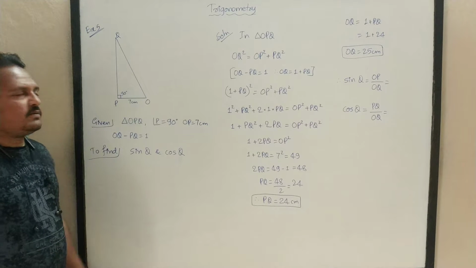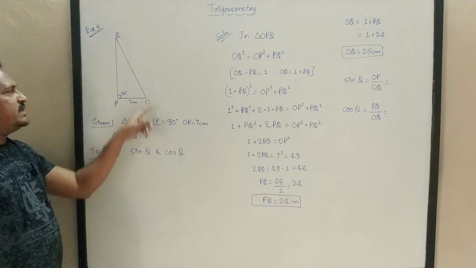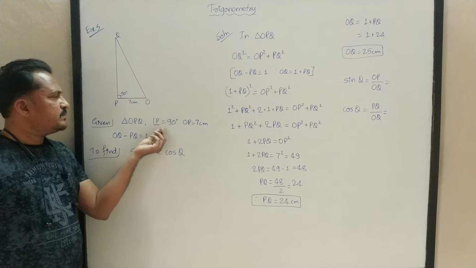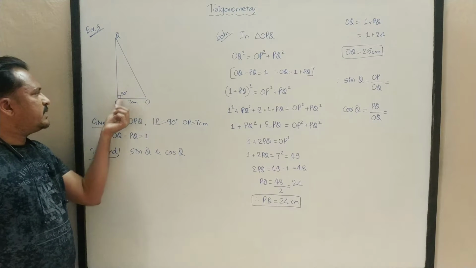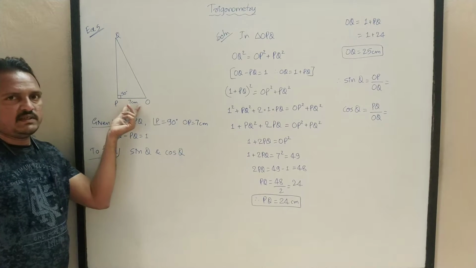Here we are going to solve example 5. There is one triangle OPQ given, which is 90 degree at angle P here. Angle P is 90 degree, already they have given, and the side OP is 7 centimeter.